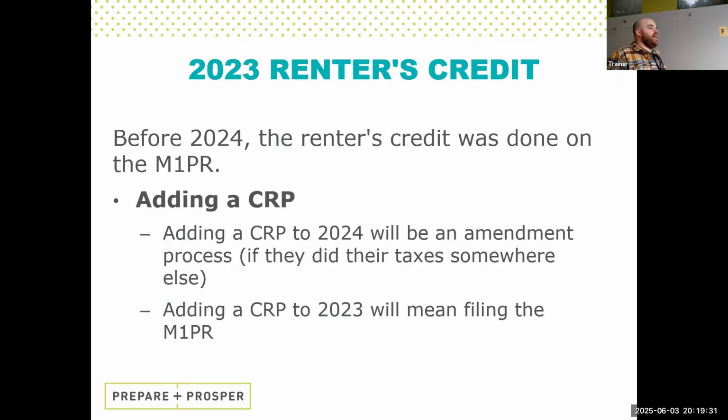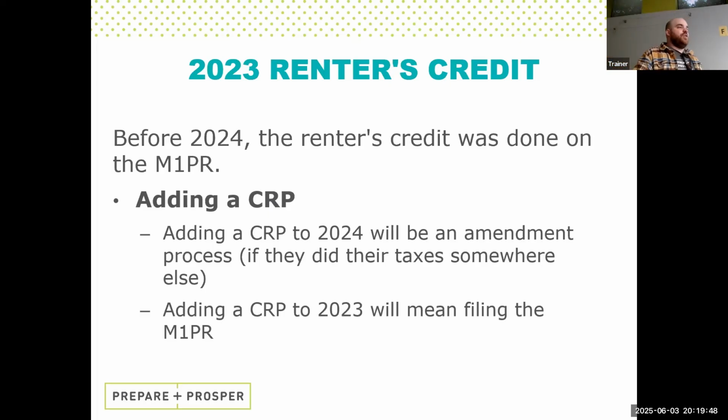Now, real quick, I'm going to bring up the 2023 renters credit. This is something that I would say is the most likely past year type of return that you will do because they tend to be simple. And if you remember, this is the one that's going to expire in August. So we're going to be in a little bit of a hurry to get these done for people.